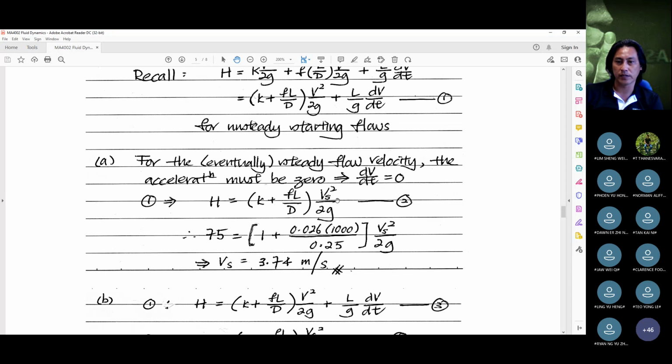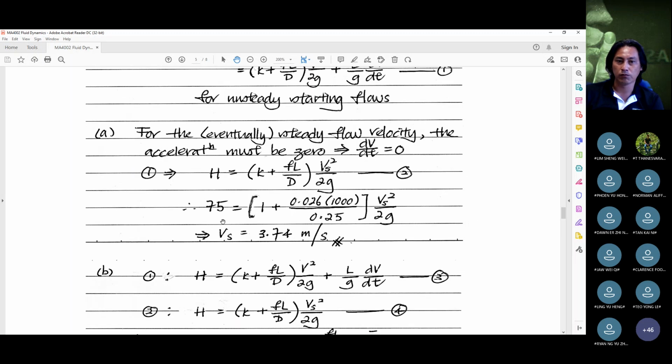And V here, the velocity, we can write as Vs, the steady state velocity, just like what we encountered in the example in one of the lecture slides. We know that H is 75. We know that the minor loss coefficient is 1. We know our friction factor is 0.026. The length of the pipe is 1,000.